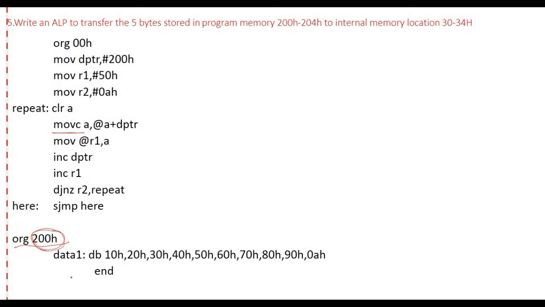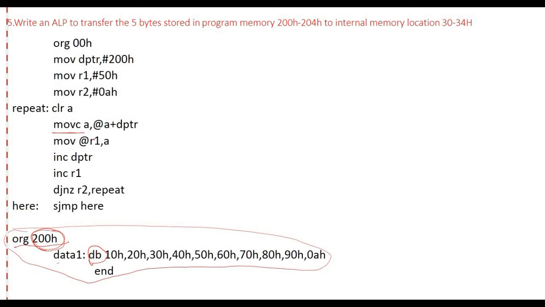Next we have one more assembler directive, DB. It tells that we are storing byte data. Here I am taking 10 bytes, those are 10H, 20H, until 0AH. This is how we store the data in the program memory.